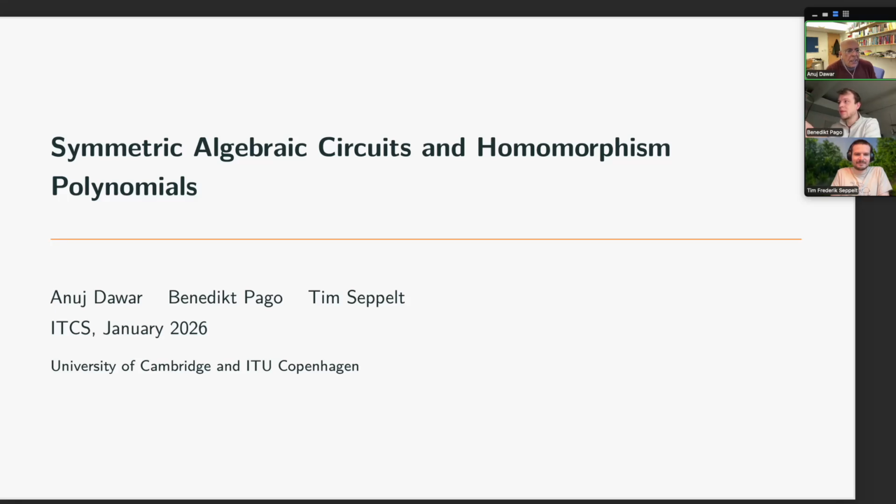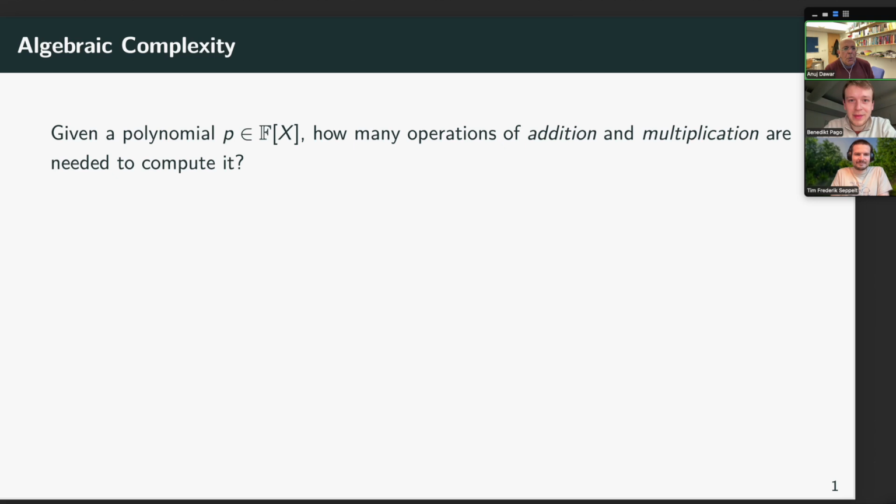I'm Anuj Dawar, and I'm here with my colleagues and collaborators, Benedikt Pago and Tim Seppelt, and we will talk you through this paper. So we're working in the realm of algebraic complexity. Algebraic complexity is concerned with computing polynomials.